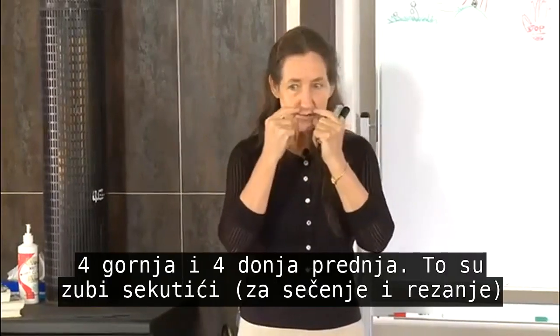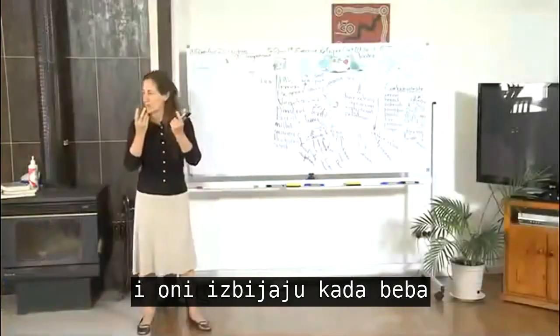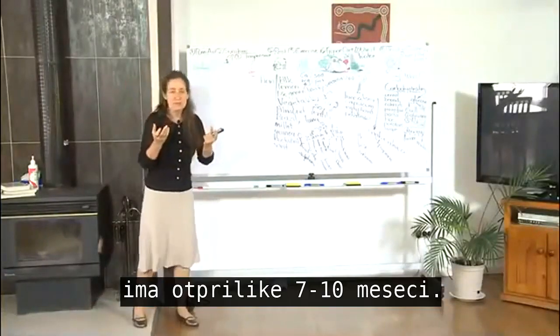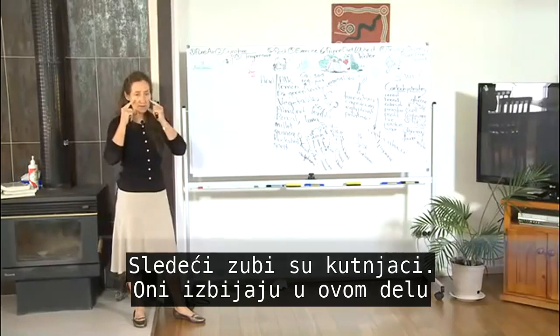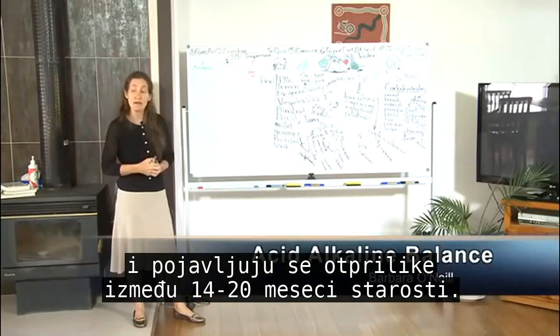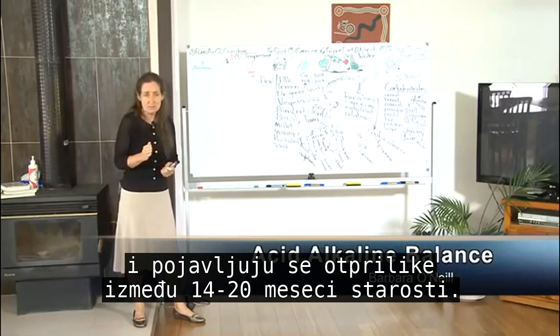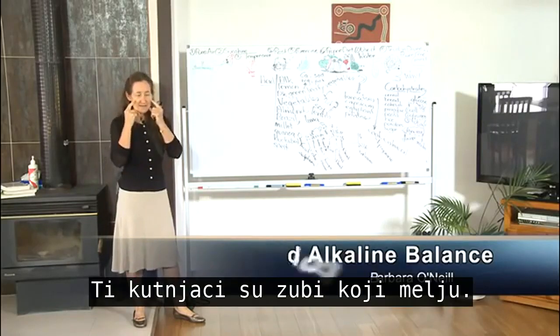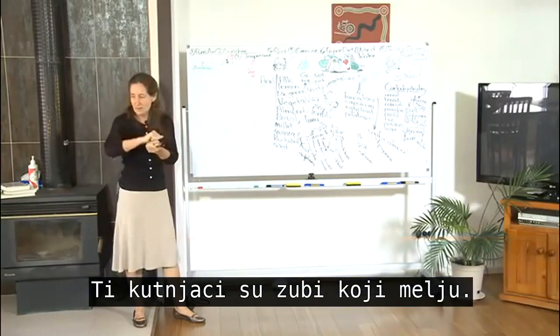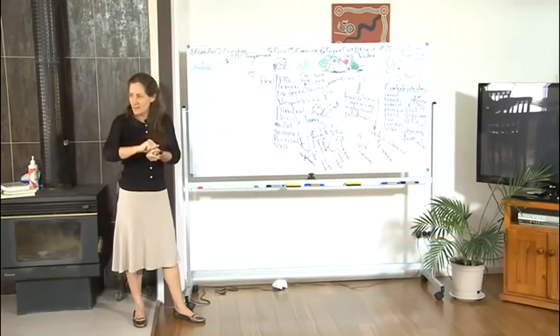The fact is that the first teeth are the 4 up the top and the 4 down the bottom. They're tearing teeth. And they come when a baby's between 7, 9, 10 months of age. The next teeth are the molars. The molars come through here and they appear between 14, maybe 20 months of age. Now those molars are grinders.